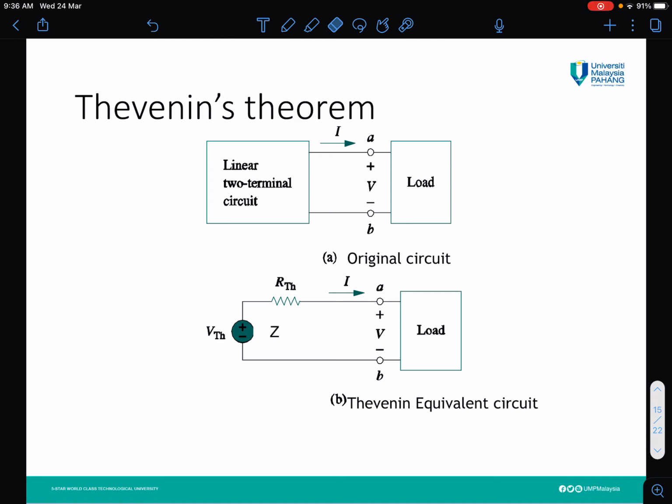Assalamualaikum and hi. Today we are going to learn about Thevenin and Norton theorems.